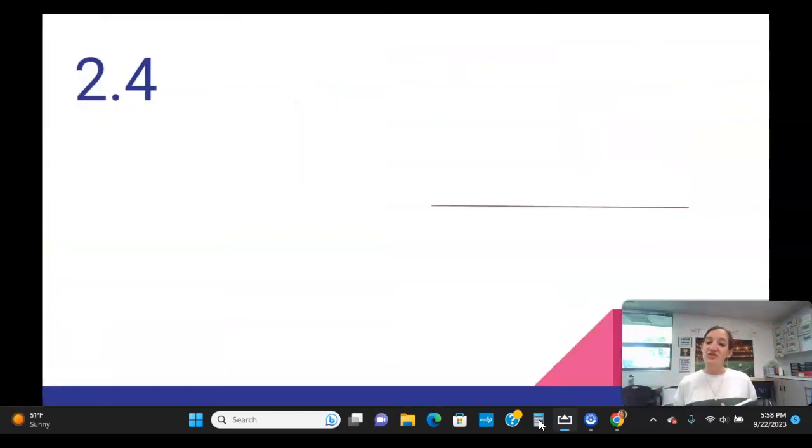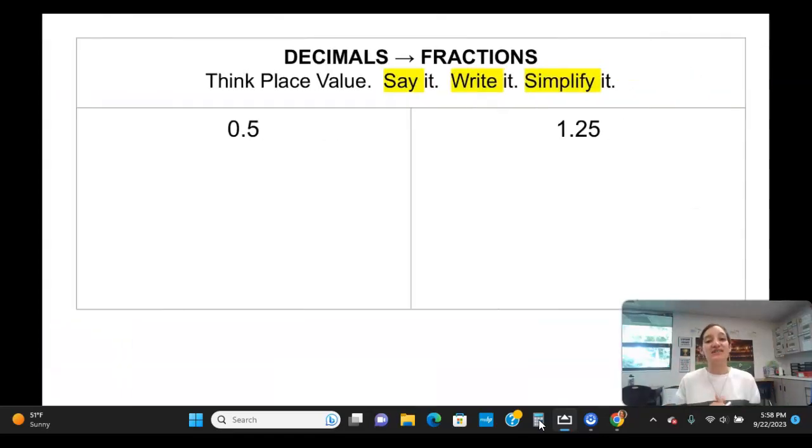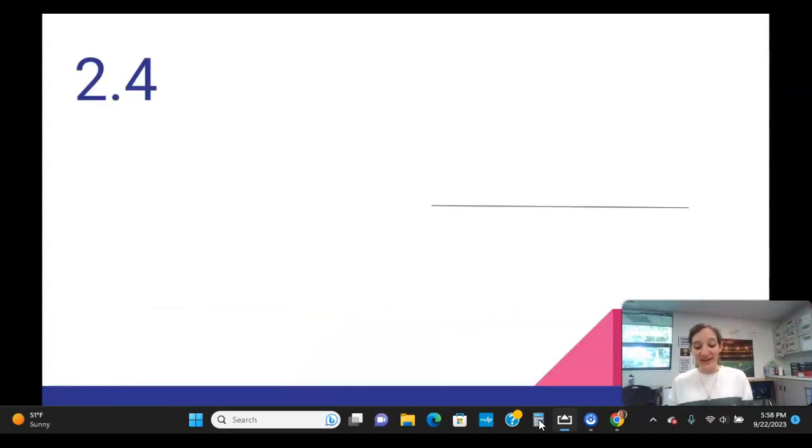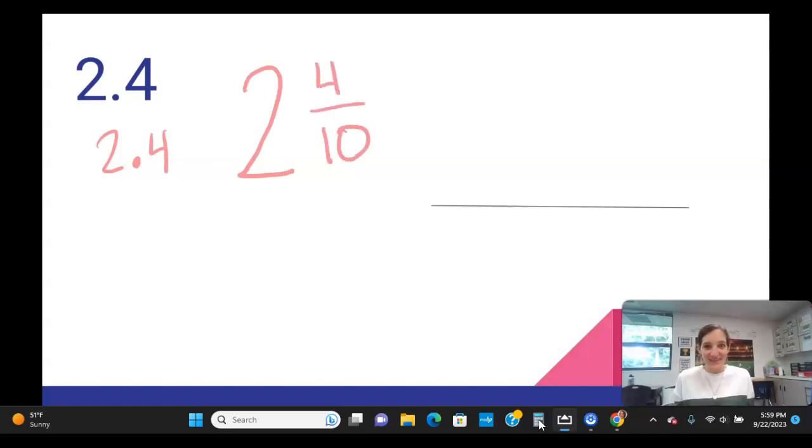So here we have 2 and 4/10. We are going to transform that into a decimal. How do we do that? I want you to think of place value. I want you to say the number, which was 2 and 4/10, and then I want you to write 2.4. So if I said 2 and 4/10, yes, I could write it as 2 and 4/10, but I could also write it as 2.4. Is that not the same thing?